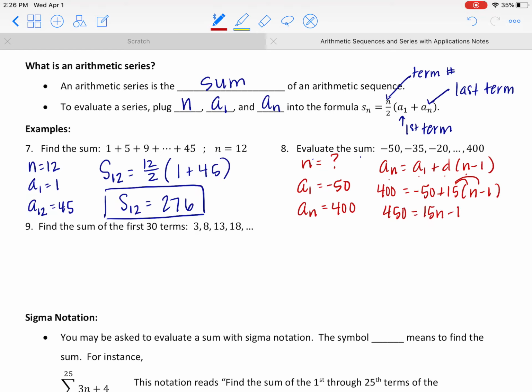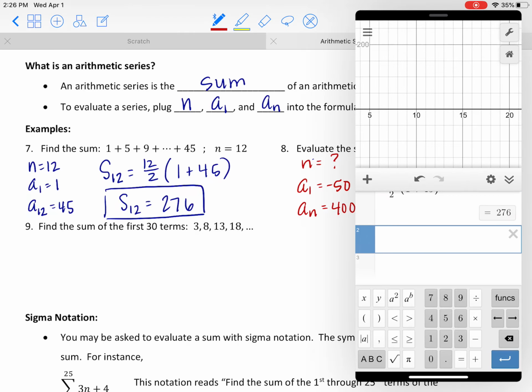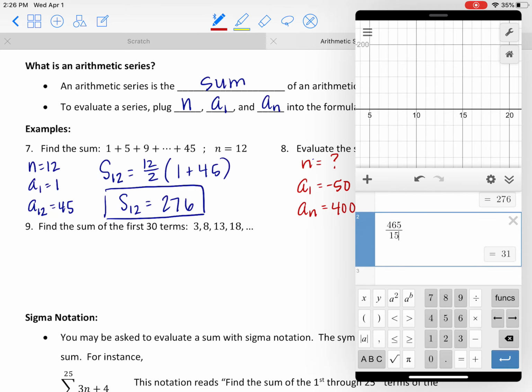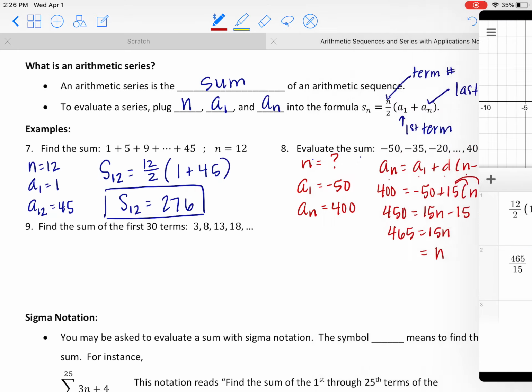So I'm going to add the 50 over, and that would give me 450 equal to, if I distribute this, 15n minus 15. Now I'm going to add the 15 over, so 465 is equal to 15n, and now divide by 15, so n is equal to 465 divided by 15, which was 31. So now I know that n is 31. So there's 31 numbers on the list.